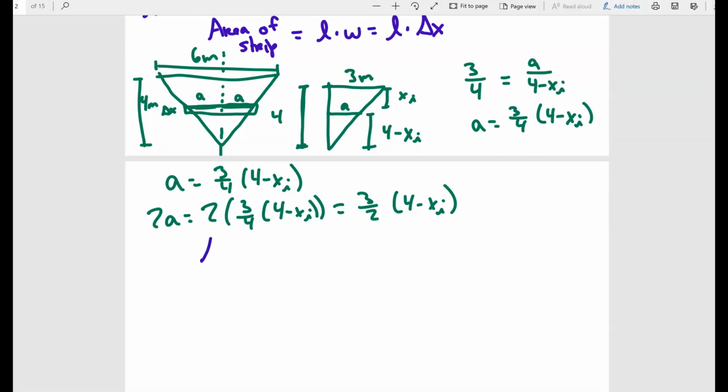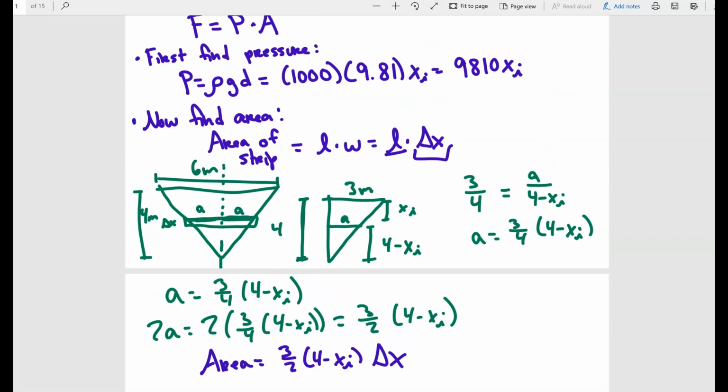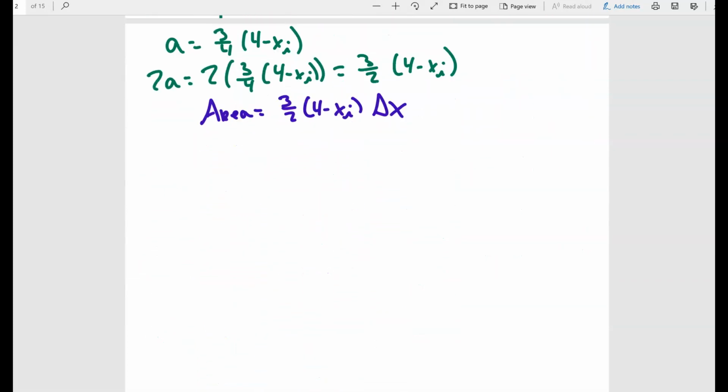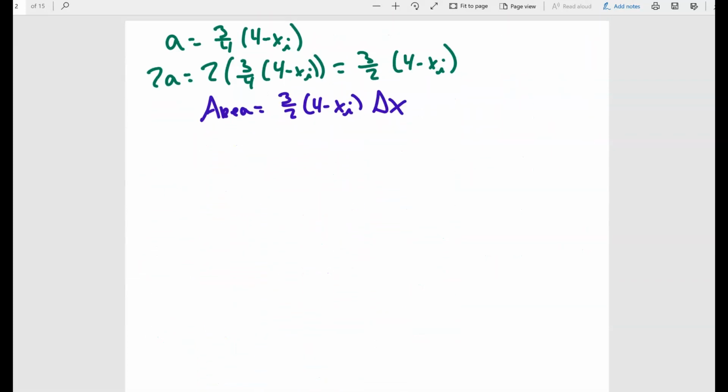So what is going to be our area? Our area is going to be the length, which we just figured out, which is 3/2 times 4 minus xi, times our width, which in this case was delta x. If you called it differently, it would have given you the same thing. So now we basically have what we need. We found our pressure and we found our area. So now let's find the force.